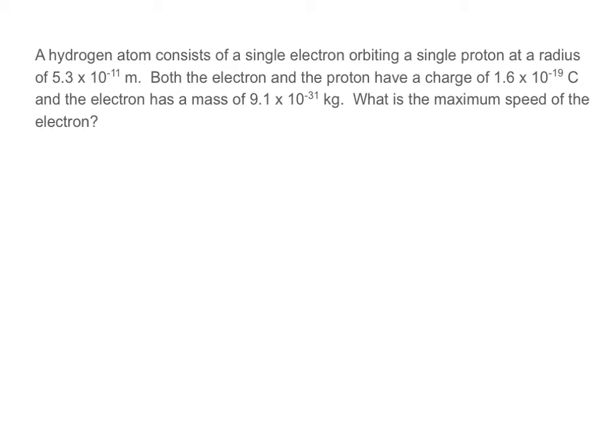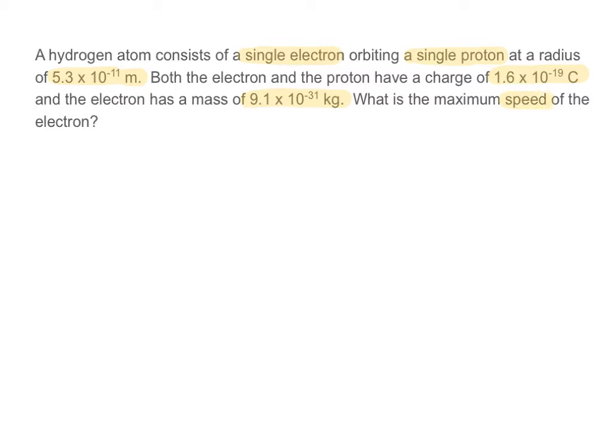A hydrogen atom consists of a single electron orbiting a single proton at a radius of 5.3 times 10 to the negative 11th meters. Both the electron and the proton have a charge of 1.6 times 10 to the negative 19th coulombs, and the electron has a mass of 9.1 times 10 to the negative 31st kilograms. What is the maximum speed of the electron?